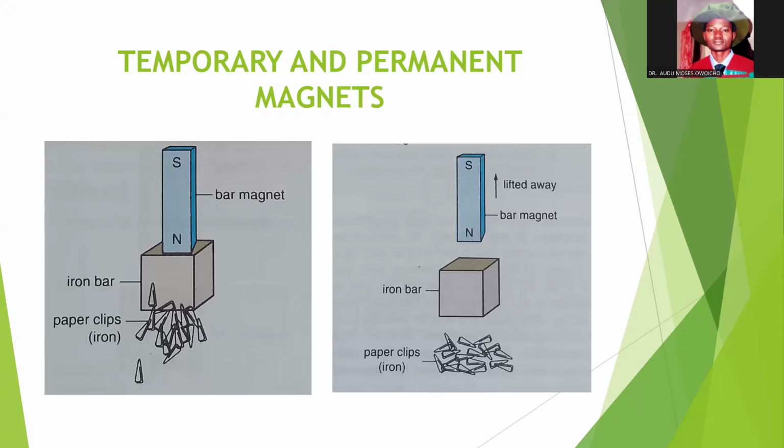So this, we have shown this before. A bar magnet and an iron bar, the iron bar acting as a magnet, attracting other magnetic material to itself. The moment the bar magnet is lifted up, we discover that the iron bar loses its ability. So the iron bar here is a temporary magnet, which can easily be magnetized and can also easily be demagnetized.